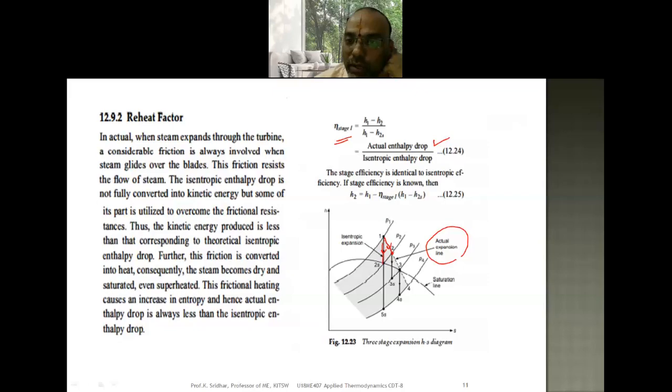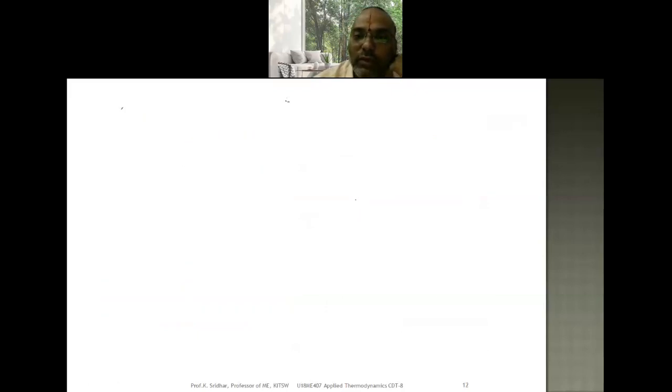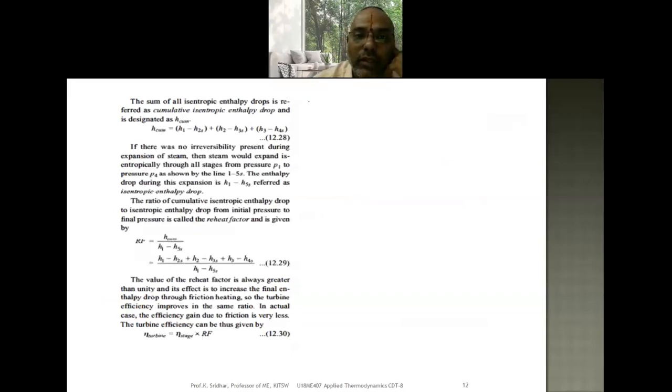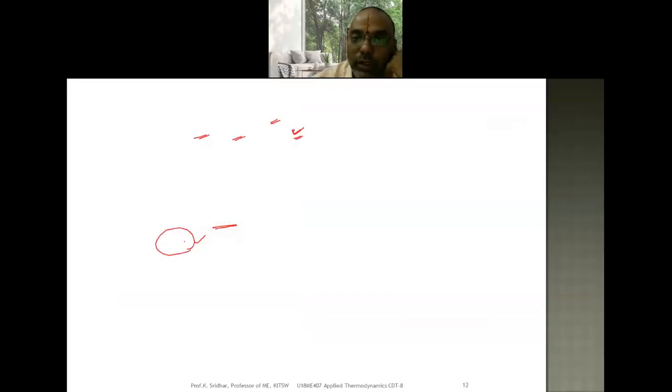Actual is nothing but H1 minus H2 and isentropic is nothing but H1 minus H2s. From this, we can find the H2 value. Once you know the stage efficiency, you can find the H2 value. Like this, if there are more stages, then the cumulative isentropic enthalpy drop is so and so, for the first stage, the second stage, and the third stage. The reheat factor is defined as the cumulative heat drop divided by the isentropic enthalpy drop.